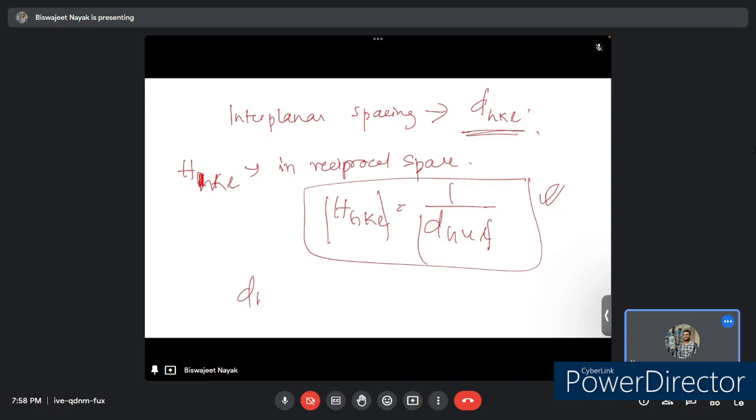And this d HKL is written in terms of a1, a2, a3 vectors. Similarly, d star HKL is defined in terms of b1, b2 and b3 vectors.